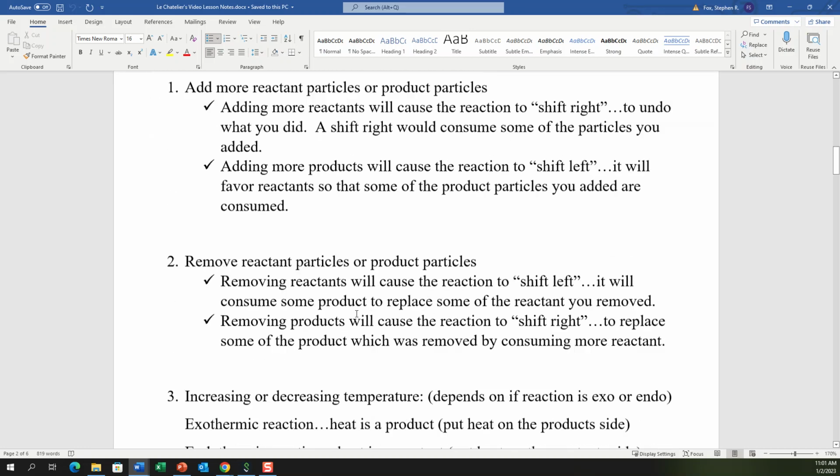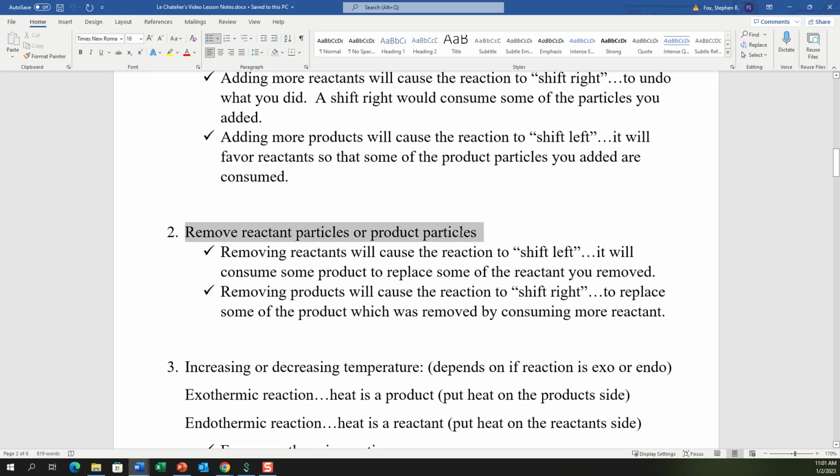Okay. If you remove something, again, go back to Le Chatelier's principle. The overall idea is if I change something, if I do something, the reaction tries to undo it. So if I remove something, the reaction is going to try to replace it. So whatever I remove, the reaction is going to shift towards that thing. If I remove reactant, it's going to shift towards the reactant, so it's going to shift left. But if I remove some product, it's going to shift right.